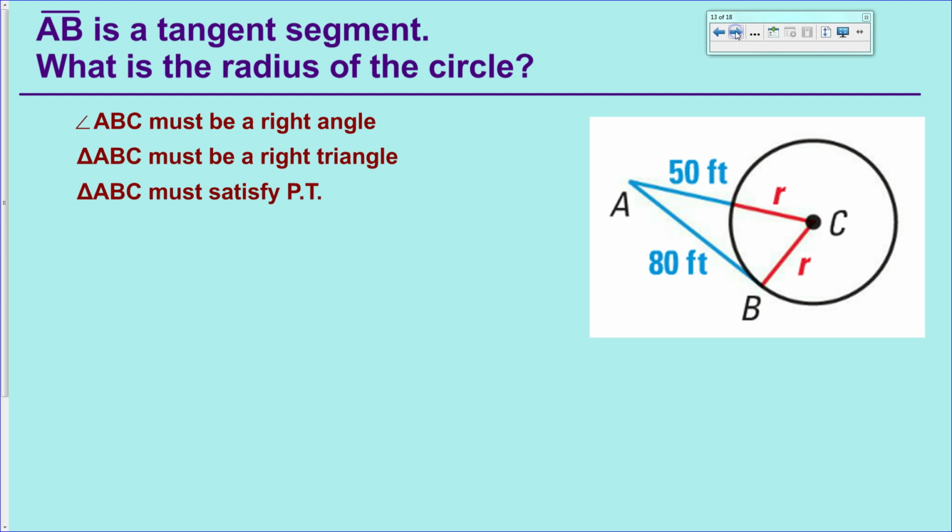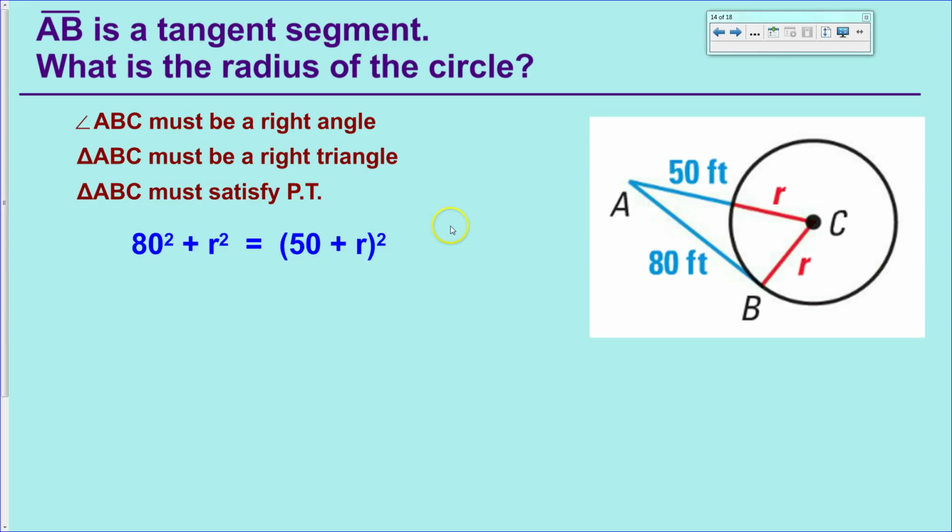So that progression, it must be a right angle, must be a right triangle, and must satisfy the Pythagorean theorem, all falls in line just like before, except one of our sides, our hypotenuse, has two terms to it. So our hypotenuse is 50 feet plus r feet. So we just have to substitute that into the Pythagorean theorem properly with a set of parentheses.